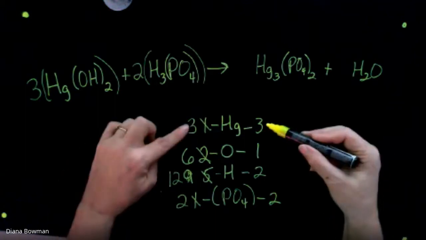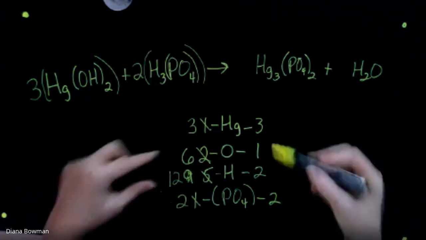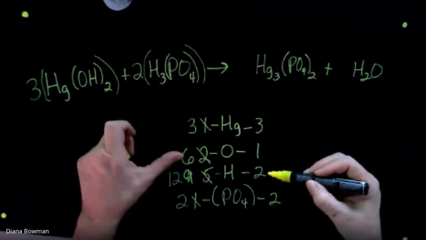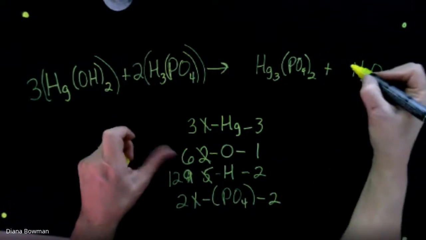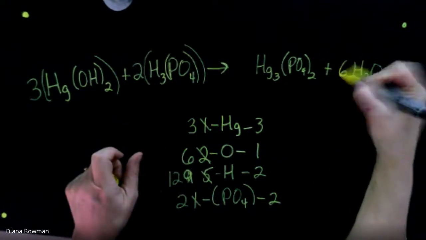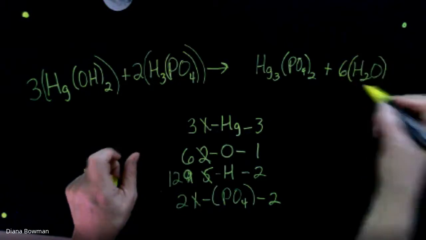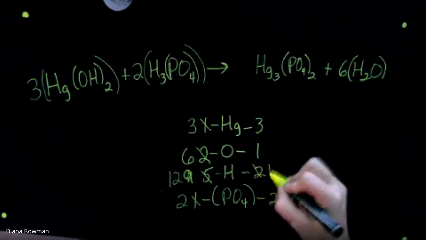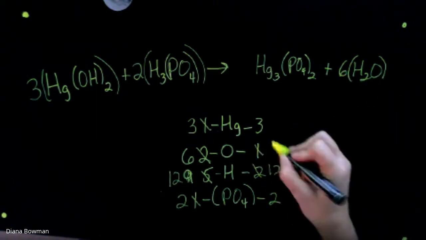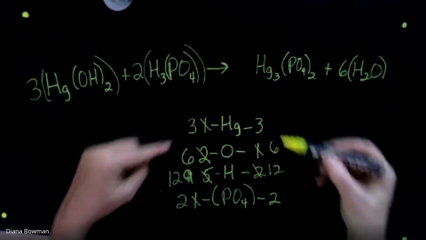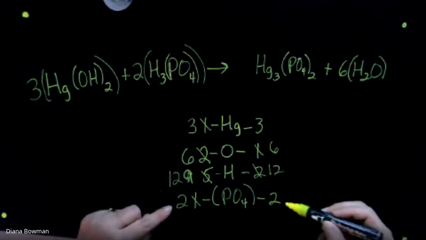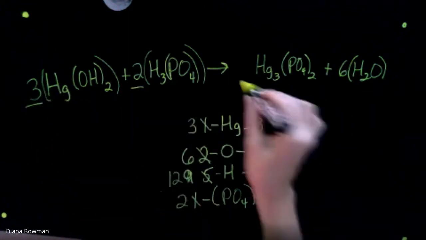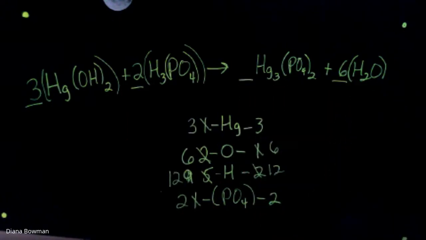Okay, so the mercuries are done. The PO4s are done. But now we've got this oxygen-hydrogen thing. We've got 12 of these we need and 6 of these we need. You know what? Look over here. If I put a 6 right here and do 6 times the water, 6 times 2 gives me 12 of those. And 6 times 1 gives me 6 of those. Look at there. 6s, 3s, 6s, 12s, and 2s. Got it. So it needs a coefficient of 3, 2, 1, and 6. Okay?